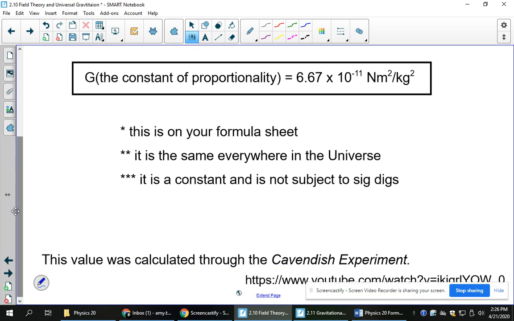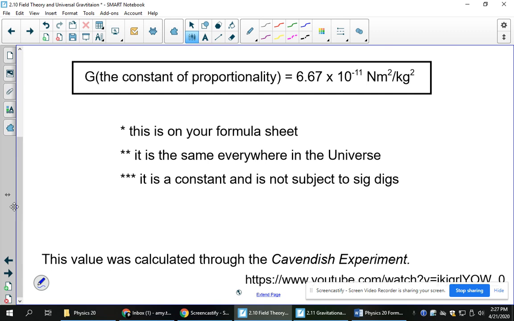So big G, the constant of proportionality, there it is. It's on your formula sheet. It's the same everywhere in the universe. Since it's a constant, kind of like 9.81, it's not something that factors into your sig digs. The value is calculated through something called the Cavendish experiment.